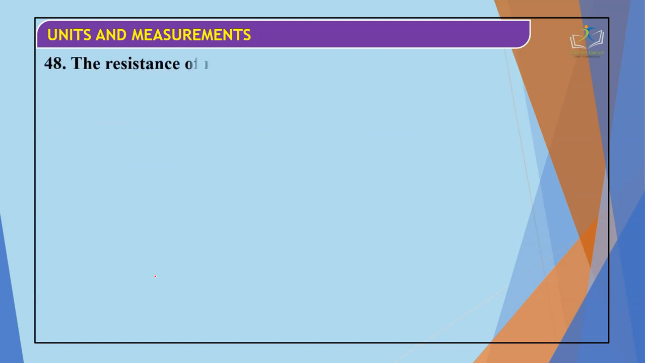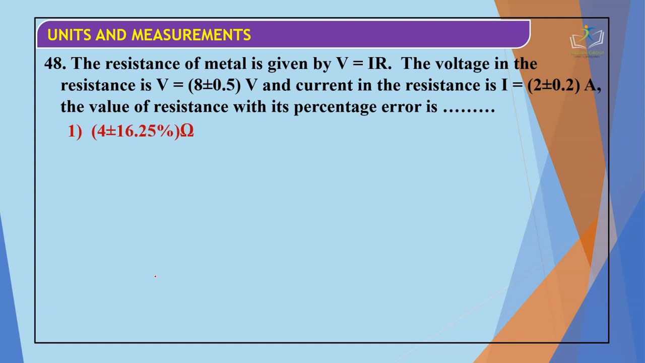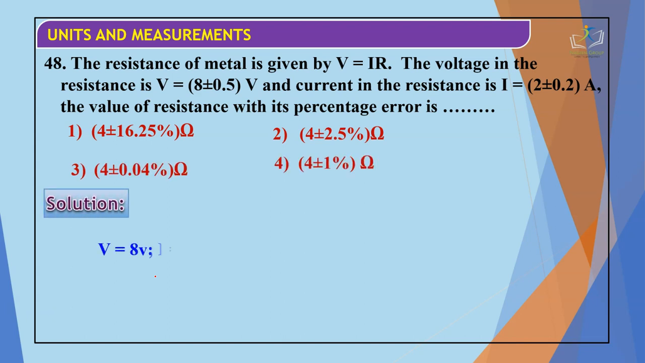Next, question number 48: the resistance of a metal is given by V is equal to IR. The voltage is V is equal to 8 plus minus 0.5 volt and the current in the resistance is I is equal to 2 plus minus 0.2 ampere. The value of the resistance with its percentage error is, we have these options. Let's move with the solution part.